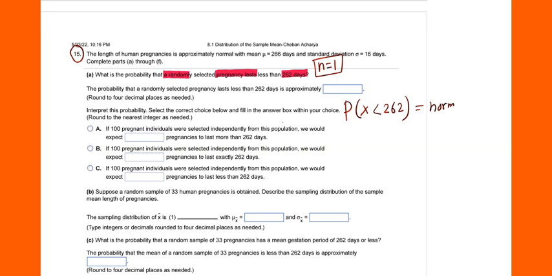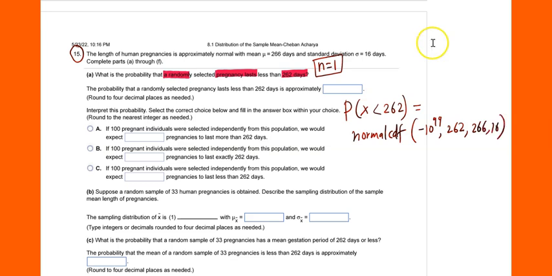Normal CDF, let me write it on the bottom. Since you are looking for less than, the lower bound is 10 to the power 99, the upper bound is going to be 262, the mean is 266, and the standard deviation is 16. That's the number, and you put everything in the calculator. Let's see what you get. Pause the video and try it yourself.